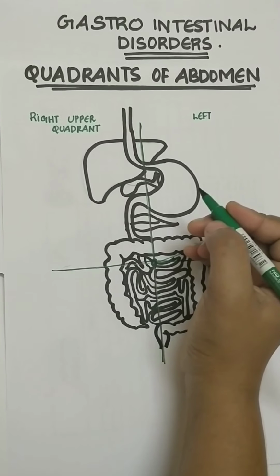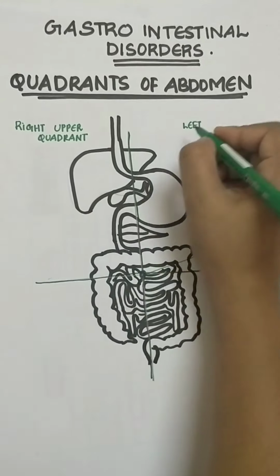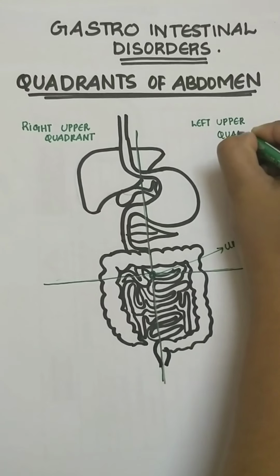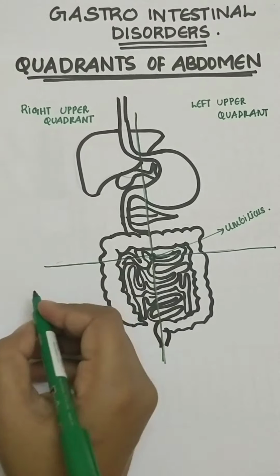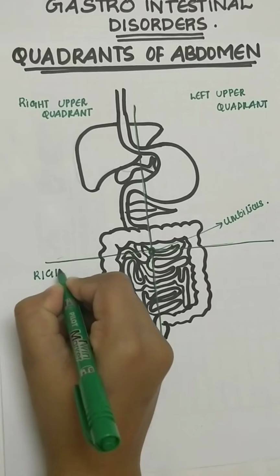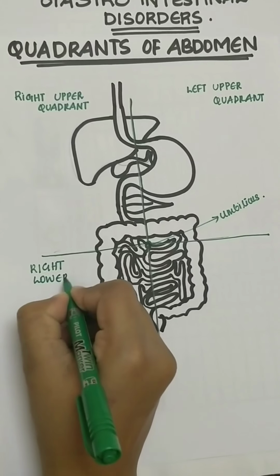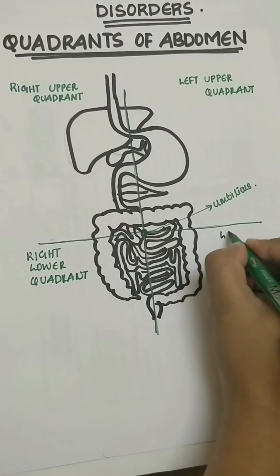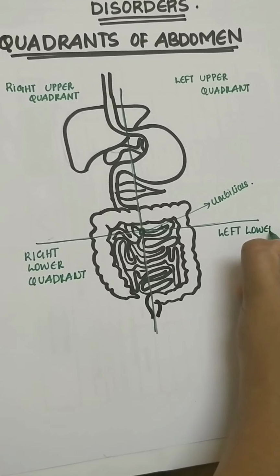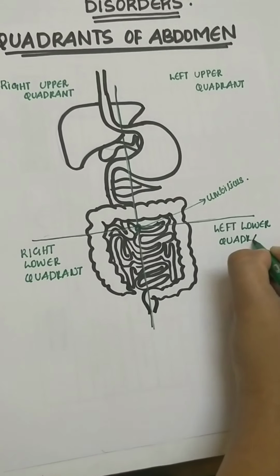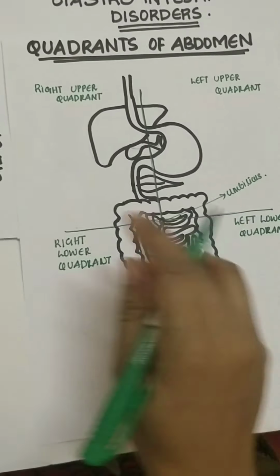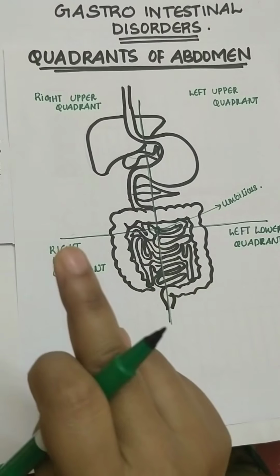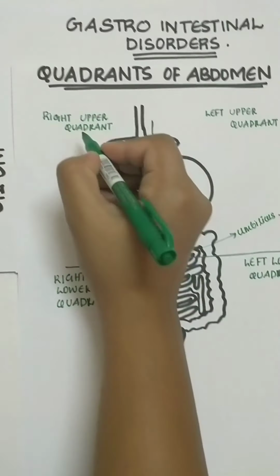First, we will have a look at the quadrants of the abdomen. Mainly, we have four quadrants of the abdomen: right upper quadrant, left upper quadrant, right lower quadrant, and left lower quadrant. These are the four quadrants of the abdomen. So now we will see each one by one.